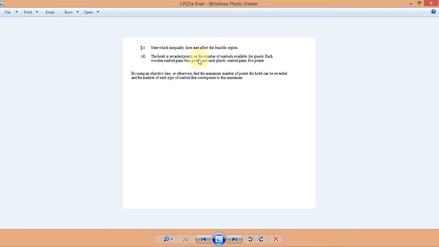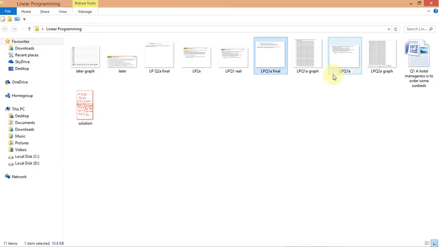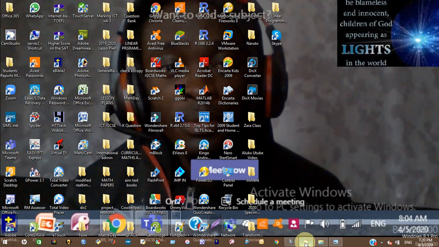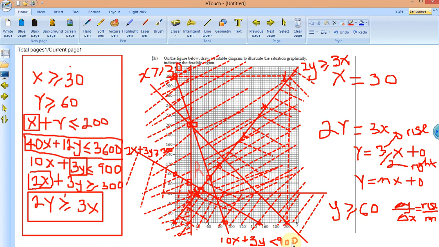So we have to state the inequality that does not affect the visible region out of all the inequalities we have. So how many of the inequalities do not affect the visible region? Let's go back to our inequalities and see which one does not affect the region. I'm going to write the answer here. I will use Lightshot, but not yet. So let's go back and see the inequality that is out of the shape.